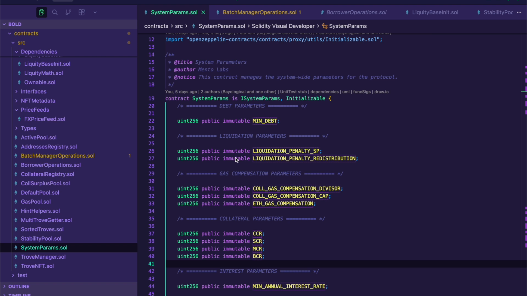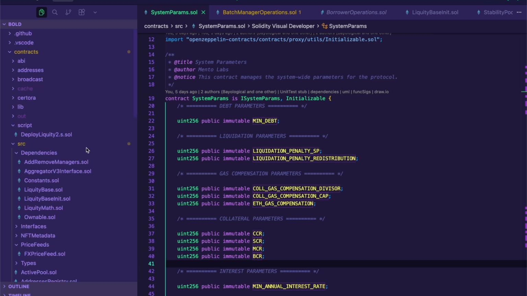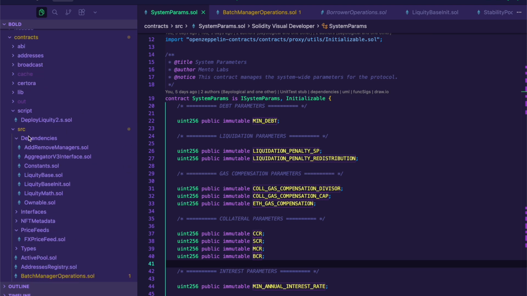So in this first part, I will go through the changes that we introduced to Liquity v2. I'm not going to go into the details of Liquity v2, but I will talk more about the changes that we made. If you need more information about them, you can go to their GitHub page and check their documentation. We slightly changed Liquity v2 to fit our own needs.